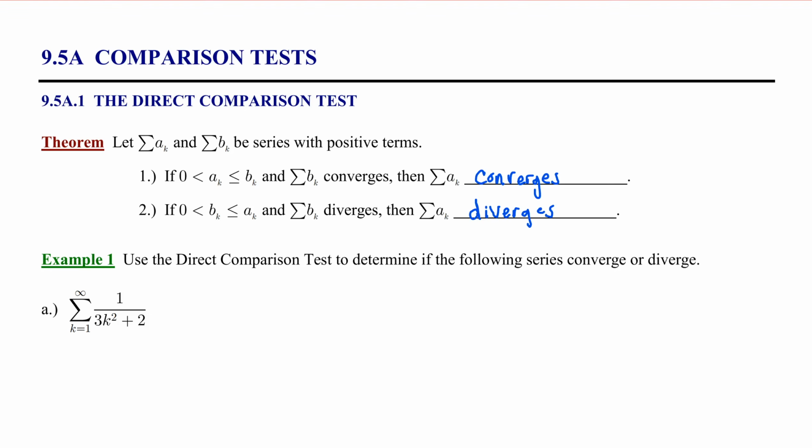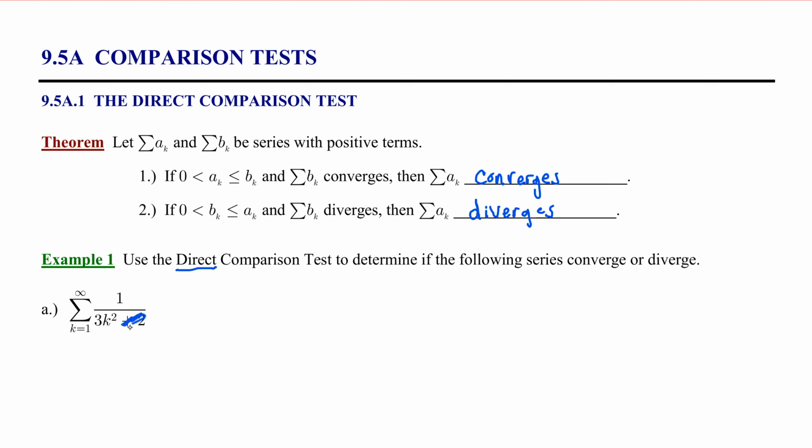The hard part about the direct comparison test is that sometimes you have to be a little bit creative. You have to determine a series that you know the behavior of to compare the one that you are questioning. Let's try this in example 1. Use the direct comparison test to determine if the following series converge or diverge. So we have the sum from k equals 1 to infinity of 1 over 3k squared plus 2.